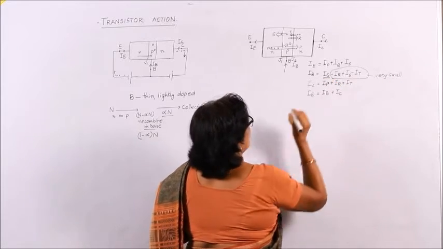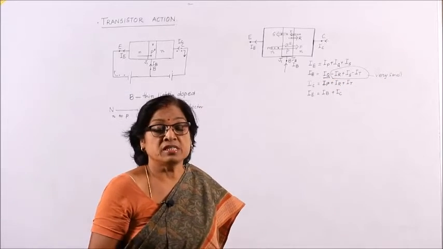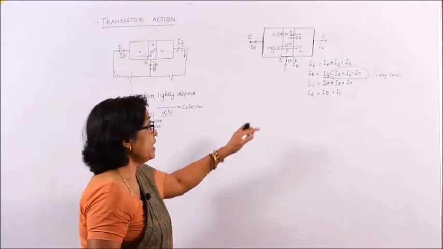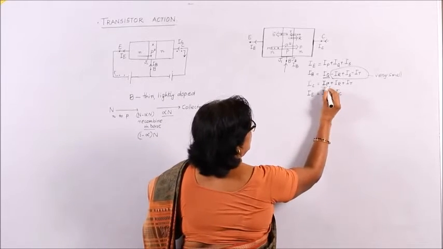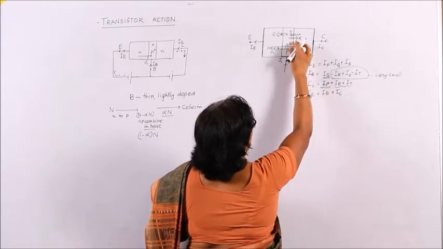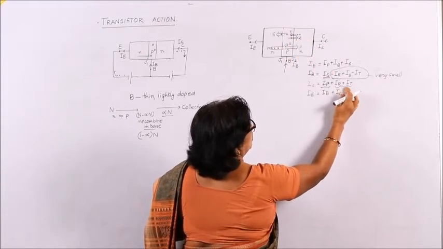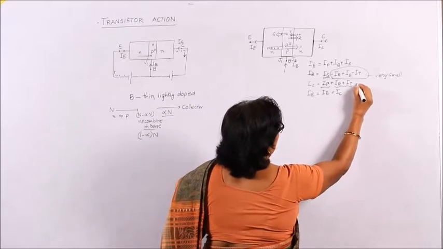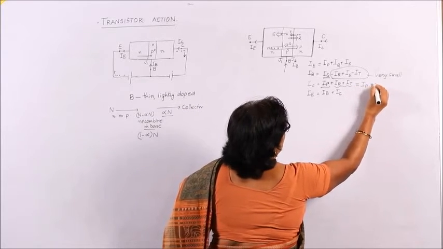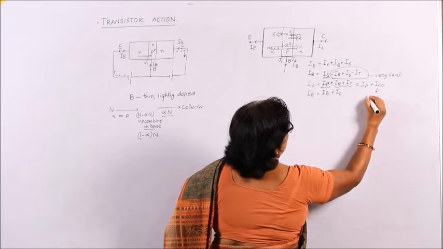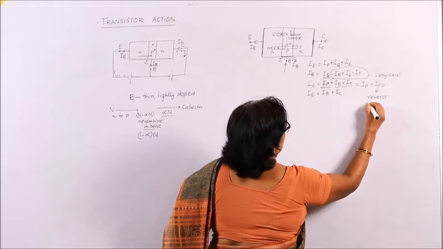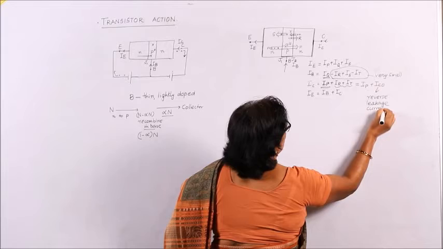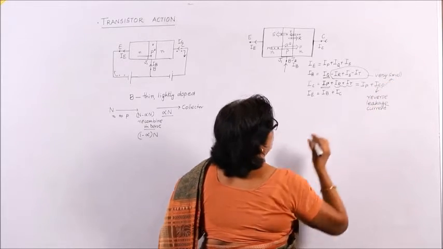It is mainly the electrons which recombine in the base that constitute the base current, and hence base current is very small, whereas collector current is due to the remaining electrons. These are the minority carriers, the minority charge carriers which are crossing the collector junction. So, this is also very small. You can write this as IP plus ICO, this is called the reverse leakage current. This is very small, this is again very small.